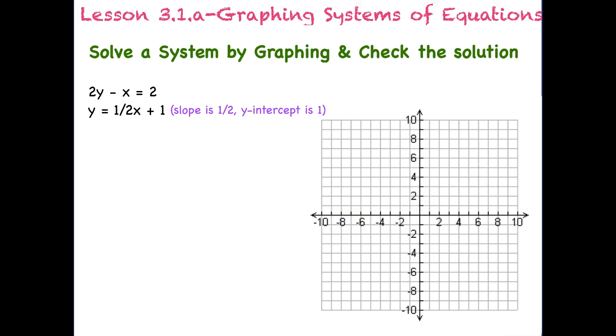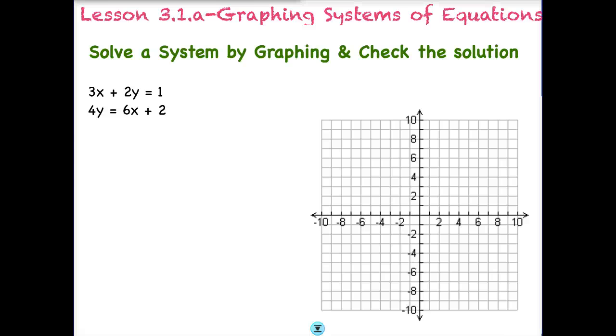All right, let's try a third example. In this example, again, it looks like we will need to rewrite our equations. We're going to need to rewrite both of them. So let's number these 1 and 2. Let's start off with equation number 1. We have 3x plus 2y equals 1. I'm going to move the 3x to the other side. And I'm left with 2y equals negative 3x plus 1. Then I just need to divide every term by 2.